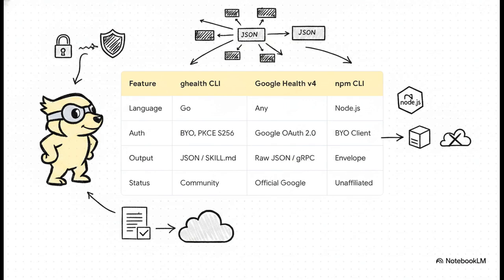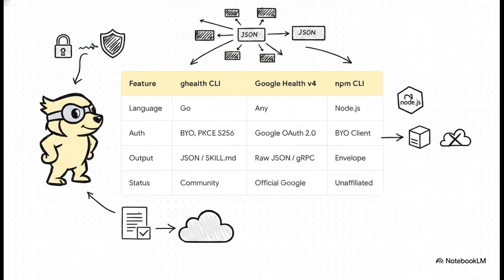Finally, Section 6, how it compares, the verdict. Let's objectively look at where ghealth sits within the broader ecosystem of API wrappers, because it's all about trade-offs. If you call the Google Health API v4 directly via REST or gRPC, sure, you get maximum raw control, but you also have to handle all the OAuth 2.0 and JSON parsing boilerplate yourself.